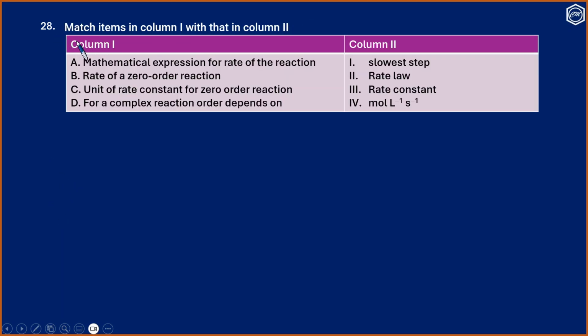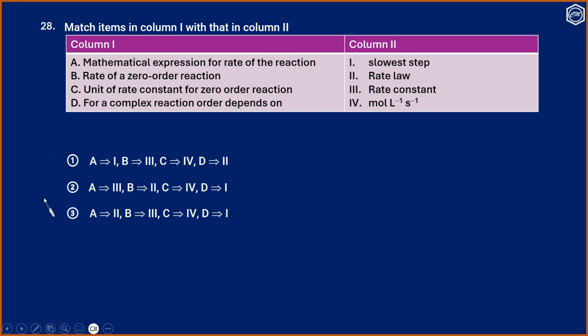Question 28. Match items in column 1 with that in column 2. Column 1: mathematical expression for rate of the reaction, rate of zero order reaction, unit of rate constant, for a complex reaction, order depends on. Column 2: slowest step, rate law, etc. Option 1, option 2, option 3 and option 4.